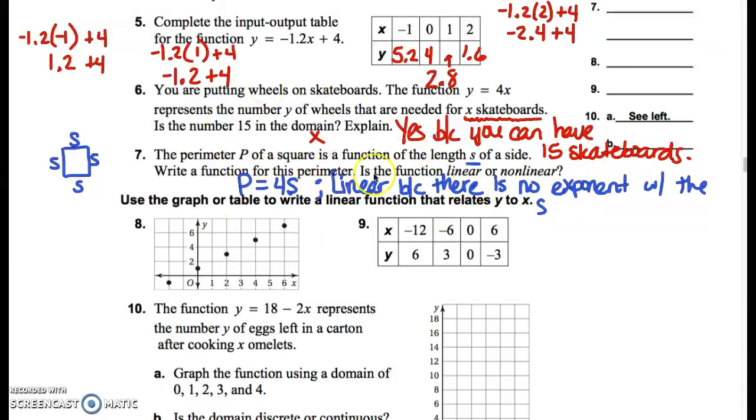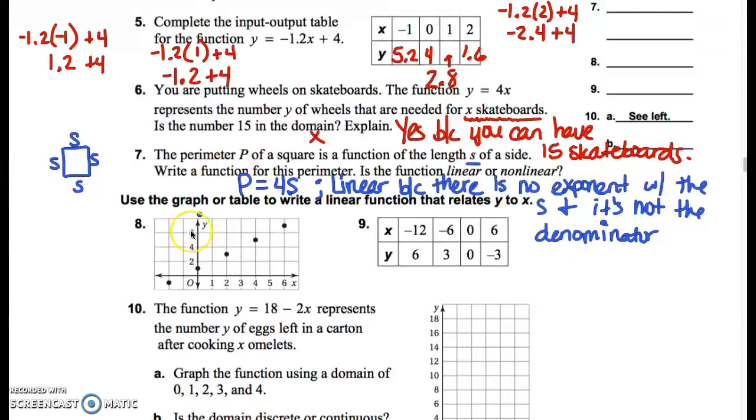You also want to look at if that s were the denominator of a fraction, it would be nonlinear. So we could also add on to this. There's no exponent with the s, and it's not the denominator. We'll get a little bit more into that here in just a minute. Denominator, remember, is the bottom of your fraction.